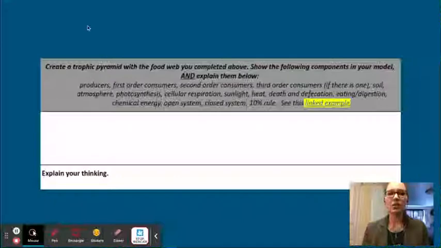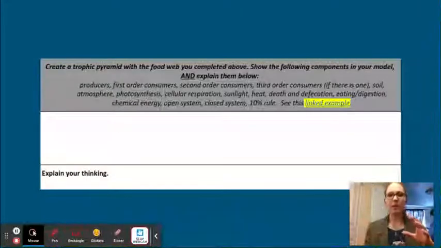Then you guys are going to create a trophic pyramid using the food web that you completed above, and explain the trophic pyramid below. So you guys will want to make sure that you include these words. So you're going to build a diagram of your trophic pyramid and then explain your trophic pyramid. So what are the producers? What are the first order consumers, second order consumers, and third if you have one? And then you guys need to explain how is matter and energy moving through the trophic pyramid.